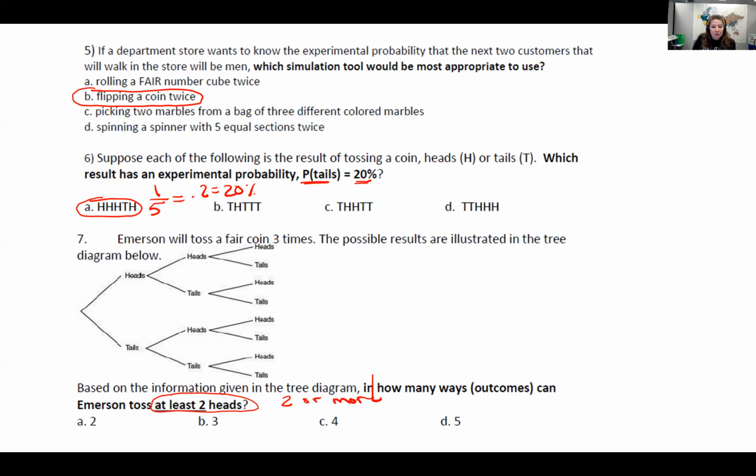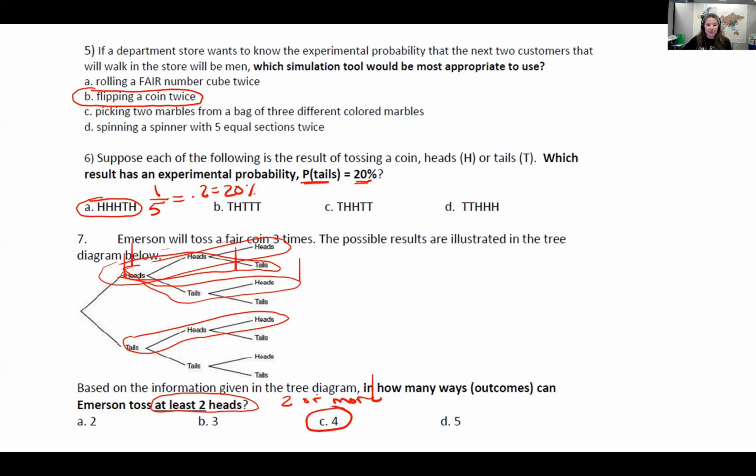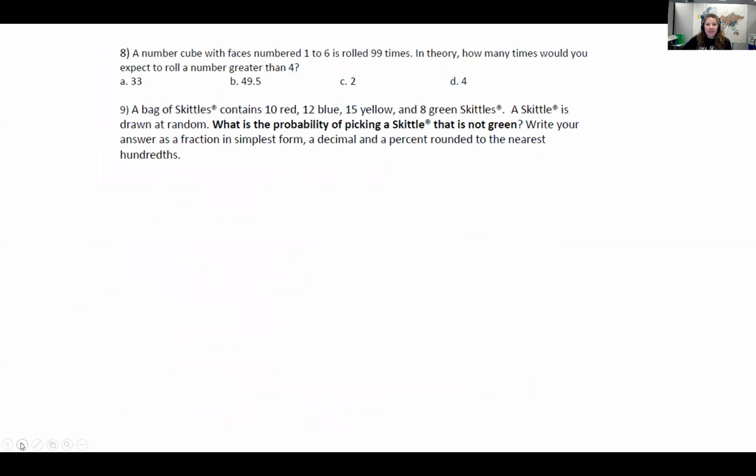Well, here would be 3. This one would be 3 times. This one would be 2 heads. This one would be 2 heads. And this one would be 2 heads. So the answer is 4. 4 different times it shows 2 or more heads. All right, so this is where we stopped on Thursday.